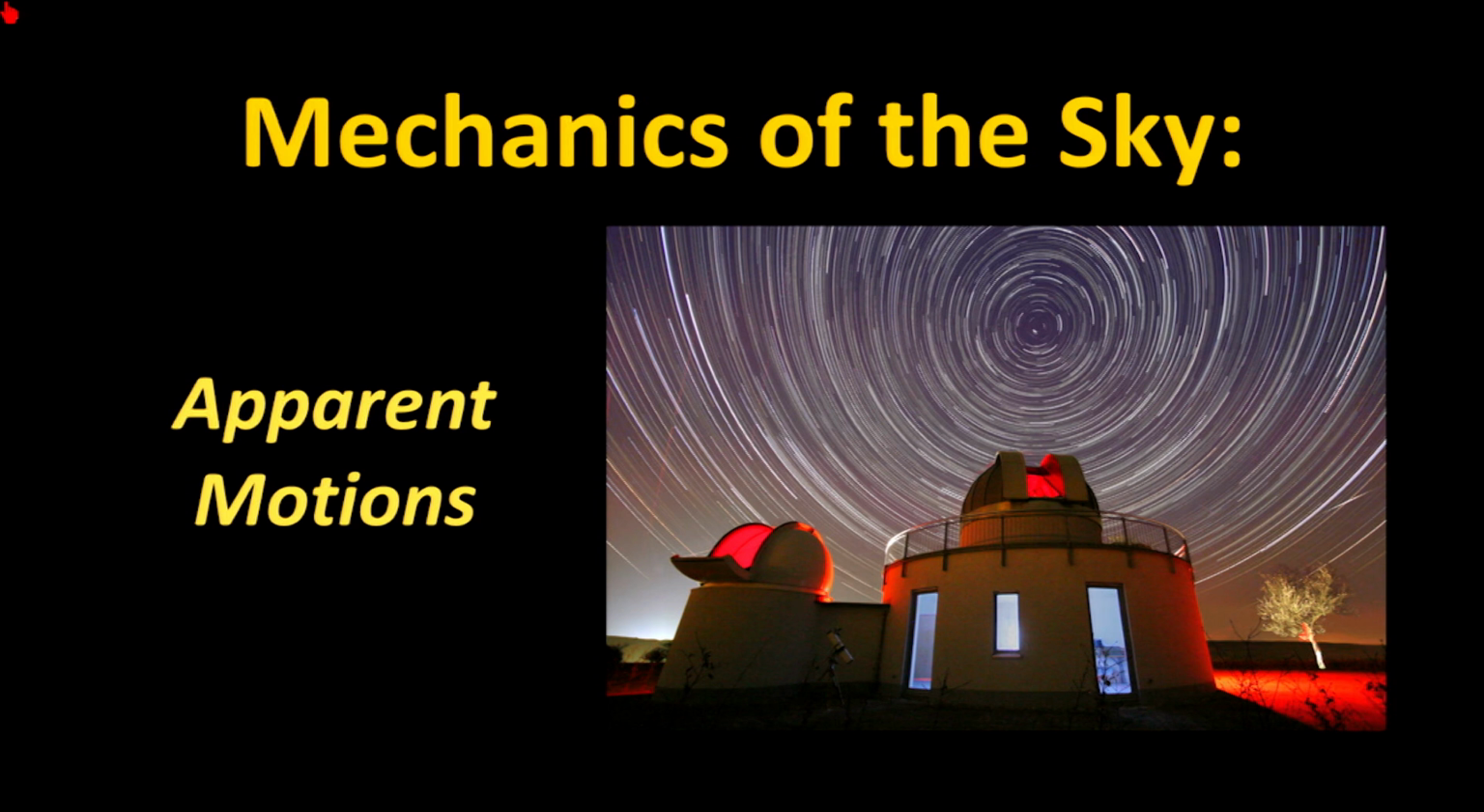The other way that the appearance of movement occurs is that the Earth is physically moving in its orbit around the Sun. And so day after day after day, the Earth will make a little bit more progress in that orbit, and objects will appear to move.